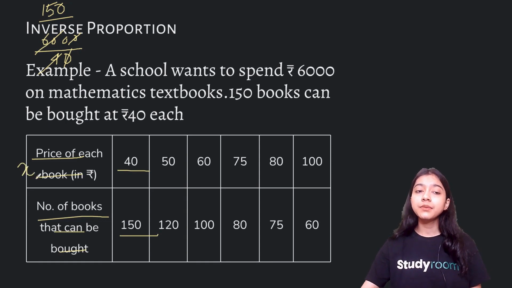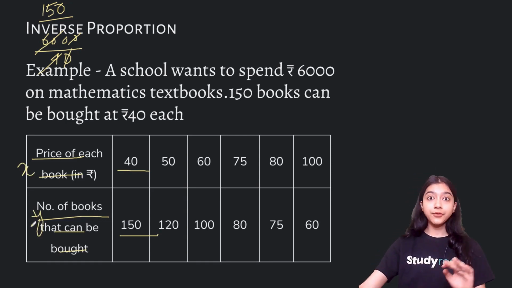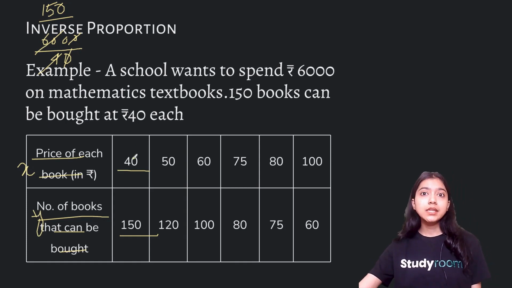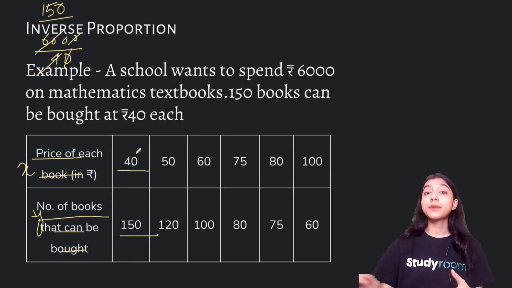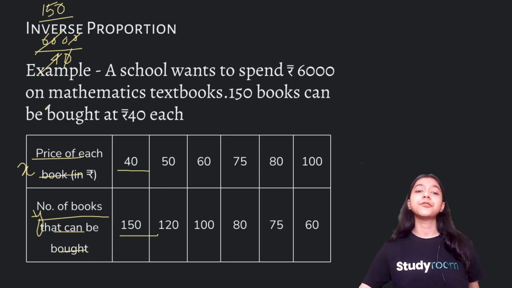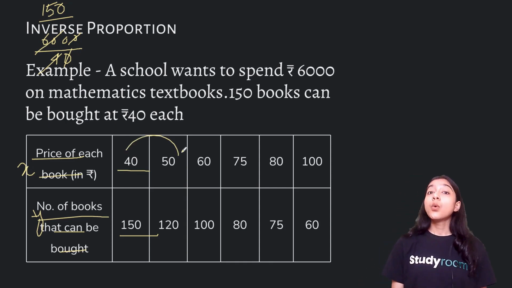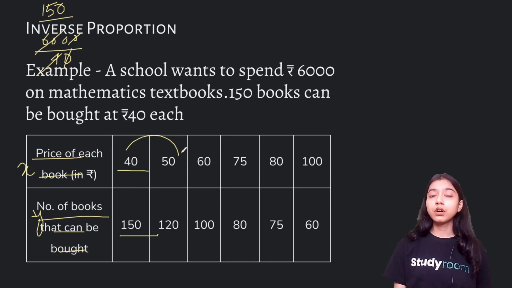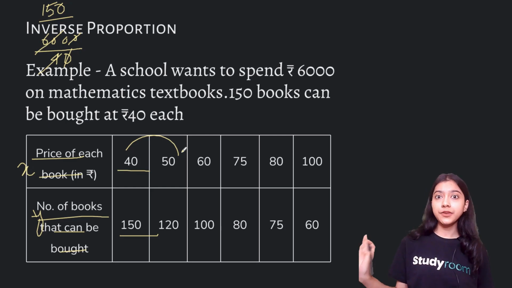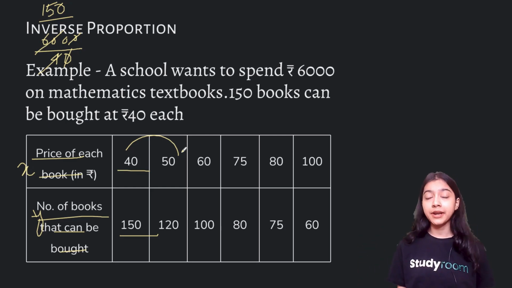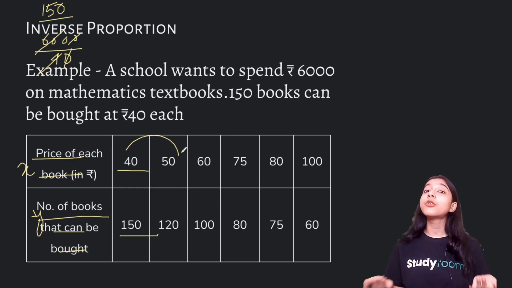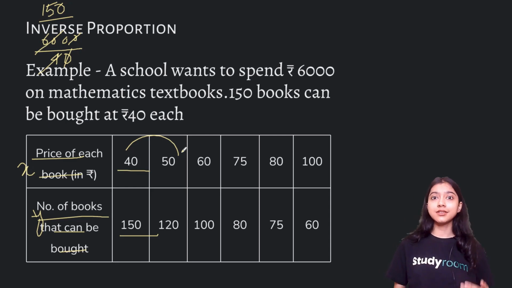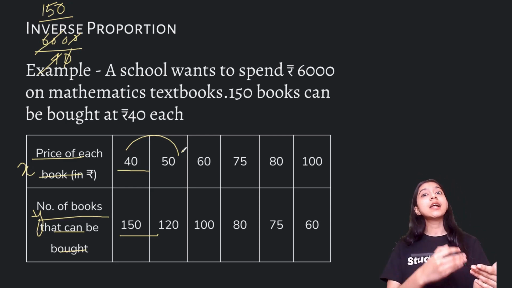So let us consider that this is the variable x and this is the variable y. Again, in this case, we have two variables, price of the book and the number of books that can be bought. Now, if I increase the price of the book from rupees 40 to rupees 50, just apply your basic common sense at first. If I'm increasing the price of one book and the amount that I have in total is fixed, that is, I have 6,000, I cannot increase that, then the number of books that I can buy will of course decrease because the price of one book is increasing. So the number of books will decrease. So X will increase and Y will decrease.